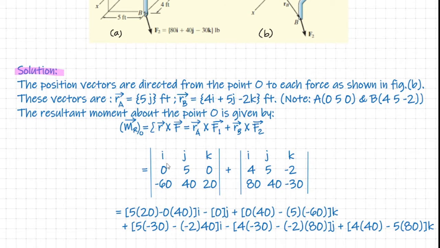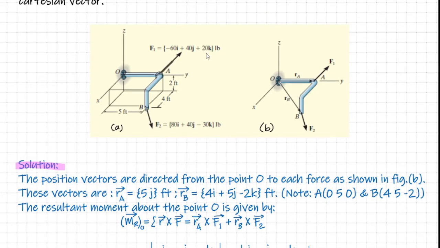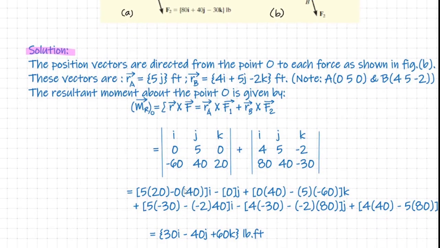As per our earlier discussions, each of these terms can be put in the determinant format. We write down a determinant for the first term: i, j, k, and the second row will be the coefficients of RA. RA has only a j component, so it can be written as 0, 5, 0, and then F1. F1 is already given in the problem as -60i + 40j + 20k. It means the third row will contain -60, 40, and 20.